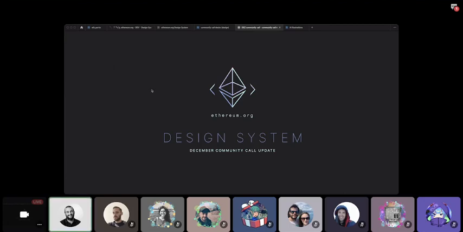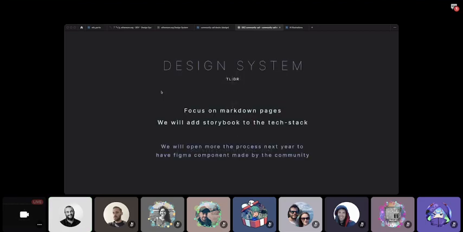For this update, I was focused more on the December update, which was more focused on the markdown pages, and we've been tweaking a lot of details on those. We agreed to use Storybook in our tech stack to bridge the design into the components in code. Thank you, Tyler, for the help and for pushing forward this idea of incorporating Storybook in our tech stack. We're looking forward that it will help bridge the design and the coding, and everything will work smoothly.